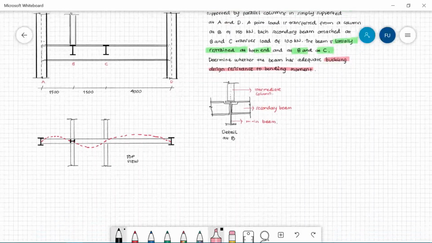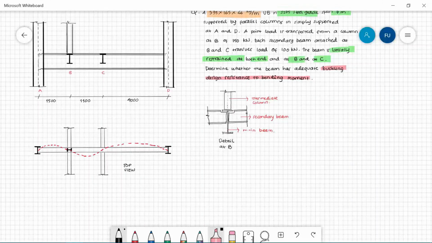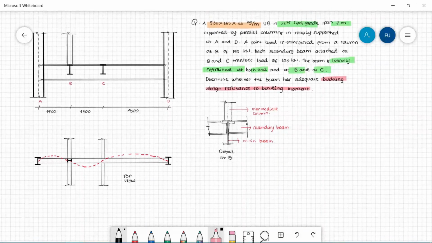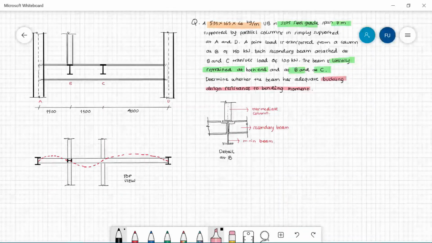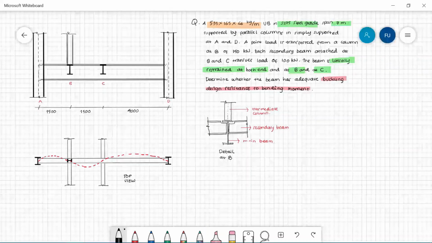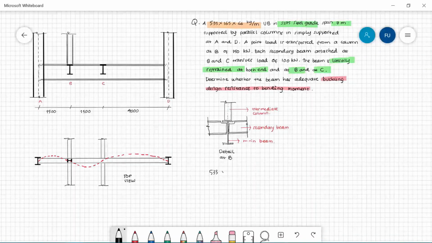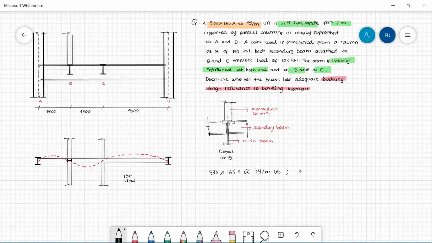So what we need to do, first we extract all the information required from the standard section table of dimensions and the standard section table of properties of the main beam. 533 165 66 kilogram per meter UB section, and it is S275 steel grade.